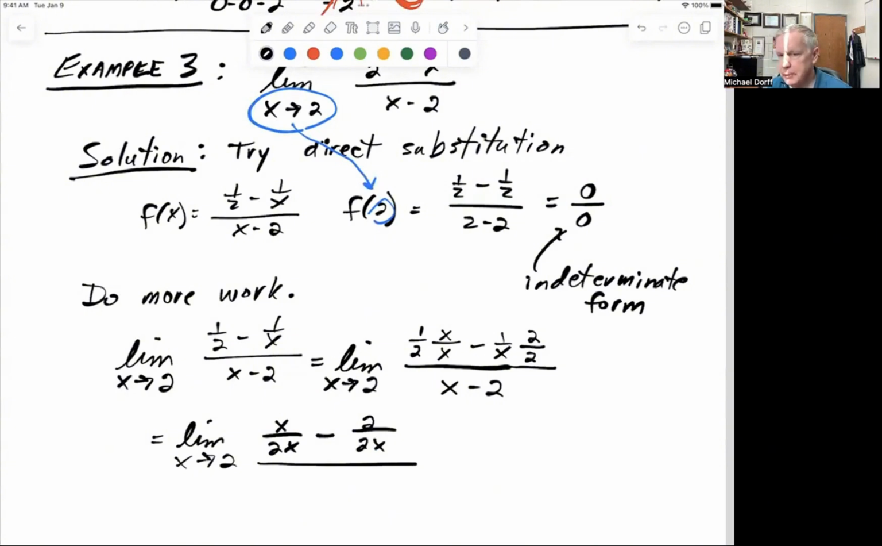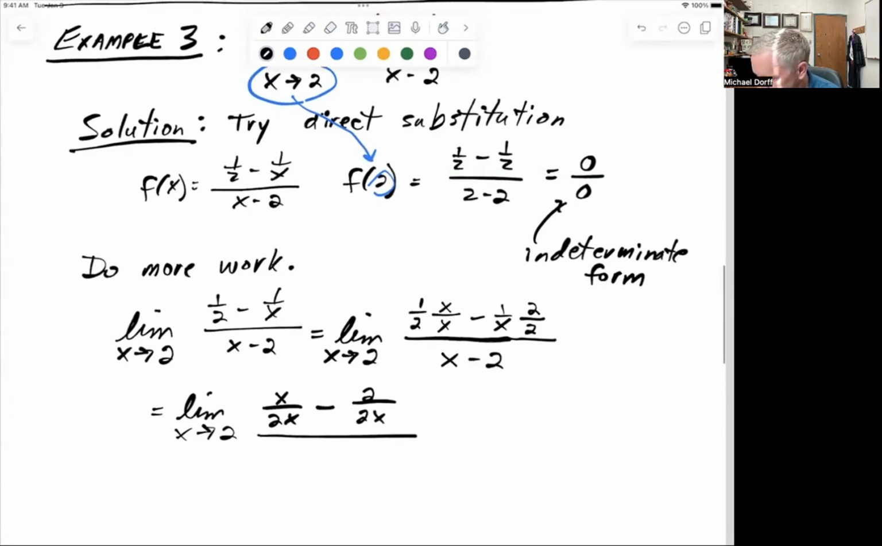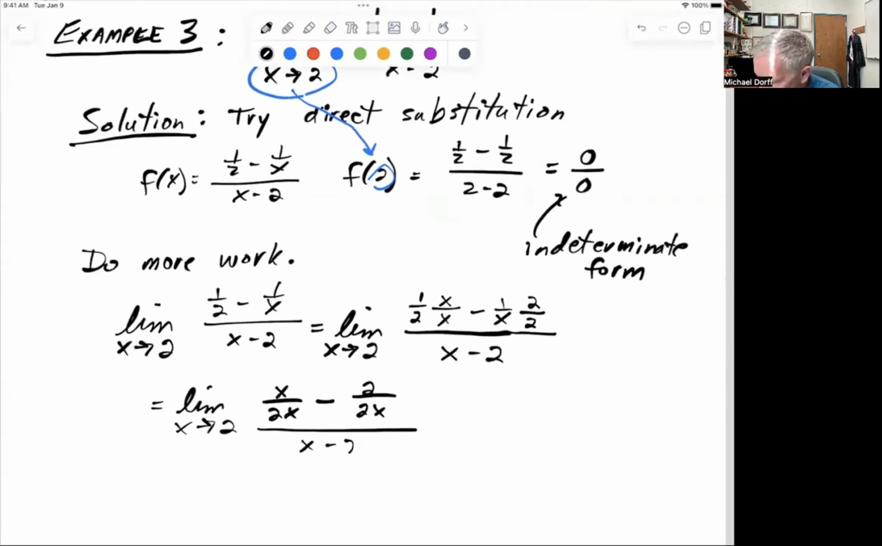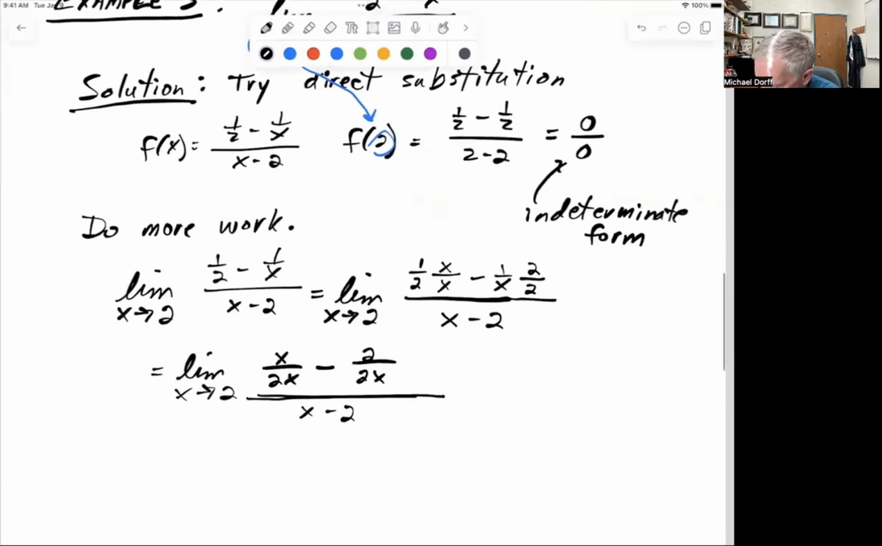since it's multiplication in the denominator there, I can have x times 2 or 2 times x. So I'm just going to write it as 2x. And then I have this in the denominator there. So now I have the limit as x goes to 2. In the numerator, I can add those together to get x, or subtract them. I get x minus 2 over 2x. And that's all over x minus 2.